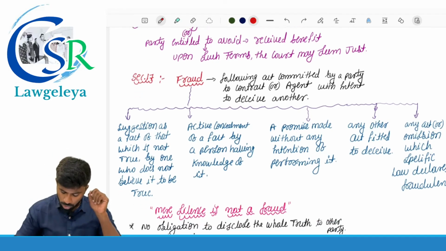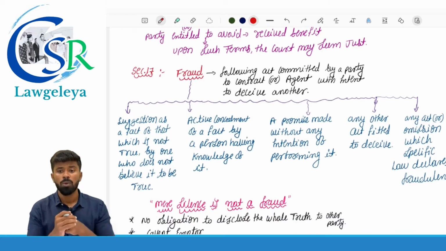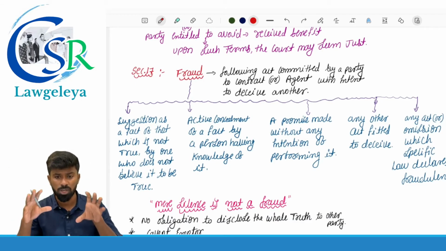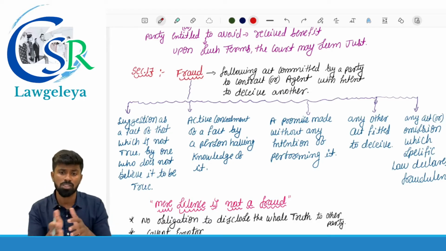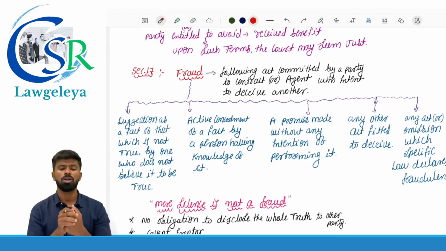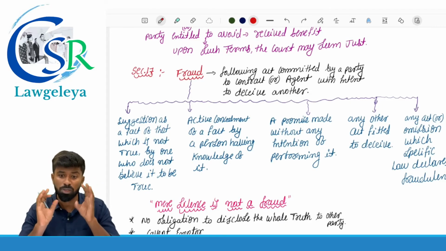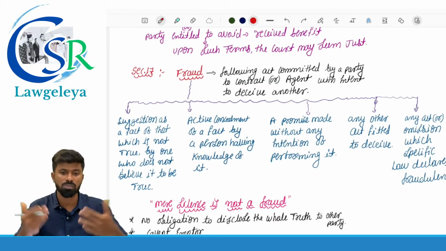And the last one is what? Any act or omission which a specific law declares as fraudulent. If there is any other law which states a particular act as a fraud, it is also considered as fraud. As per which act? The Indian Contract Act 1872, section number 17. For example, the Companies Act provides that any misstatement in the prospectus is punishable as a fraud. So it is also fraud as per which act?